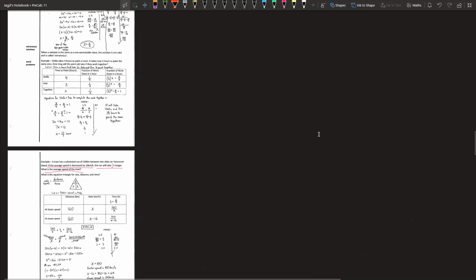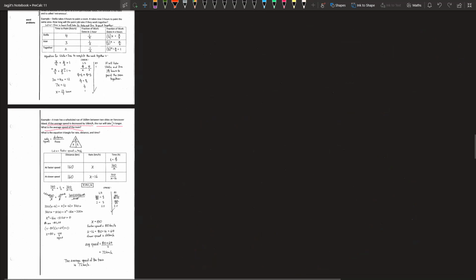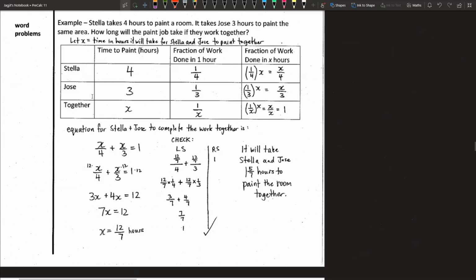Okay, guys, next up we have word problems. This is a very typical word problem. Let's go through this first. Question says, Stella takes 4 hours to paint a room. It takes Jose 3 hours to paint the same area. To paint the same room, Jose takes only 3 hours. And the question says, how long will the paint job take if they work together?